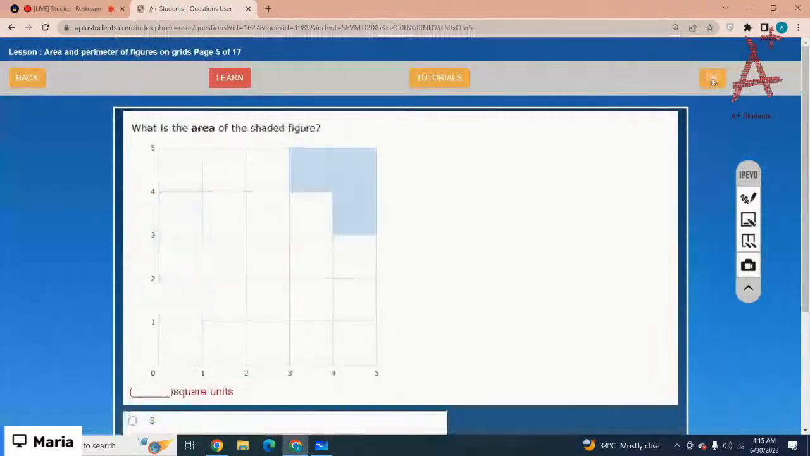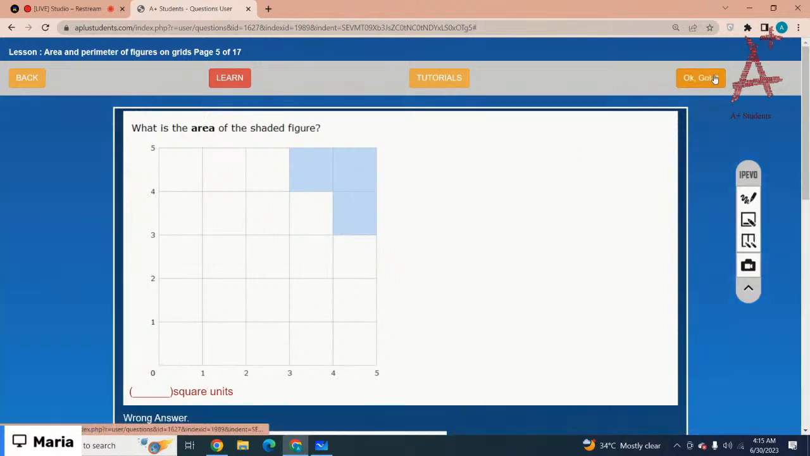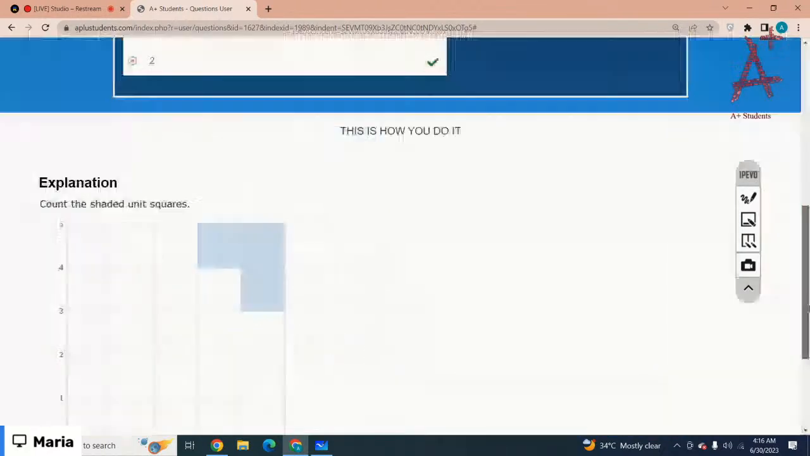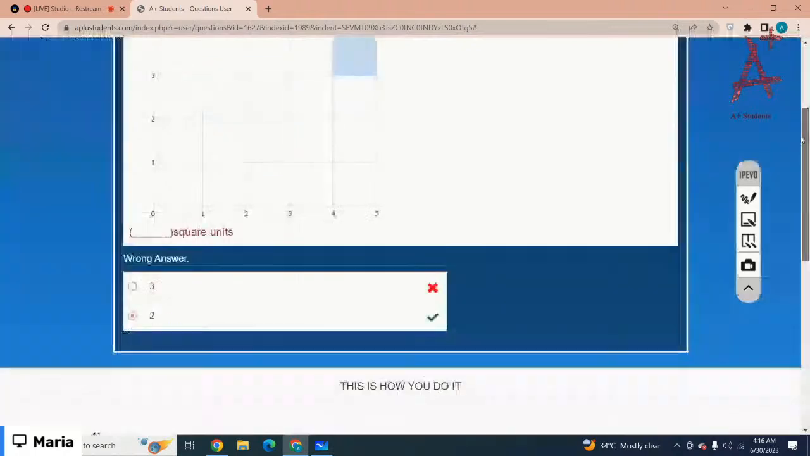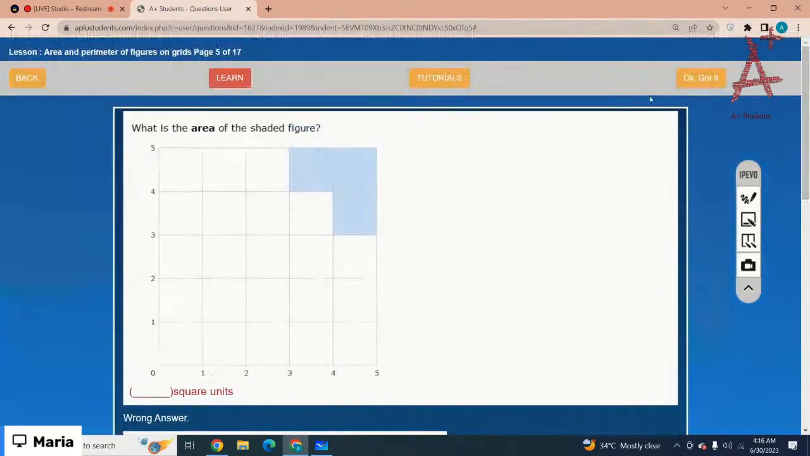What is the area of the shaded figure? For the area, you just have to count the shaded squares. So they are 1, 2, and 3. So the correct option is 3. The area of the shape is 3. Hmm? 2? How? Yes, it is 3 square units. There is something wrong with the answer, but the correct option is 3. You have just 3 squares colored, so it would be 3.